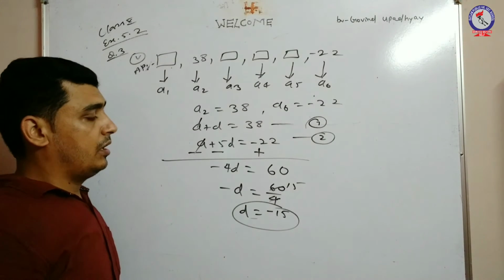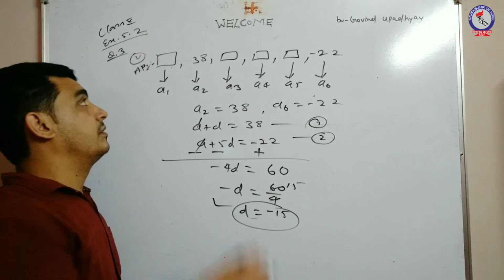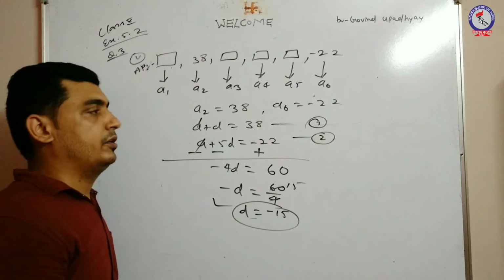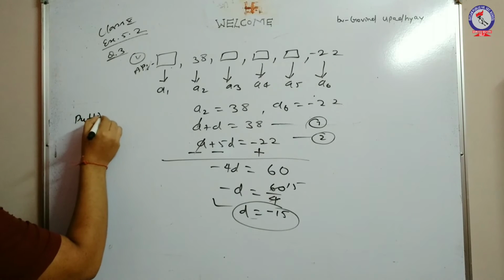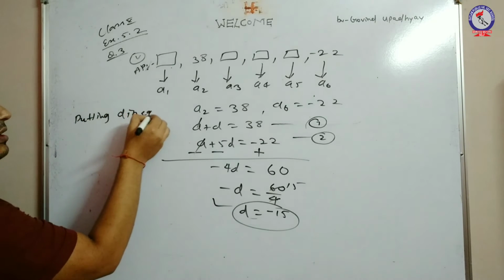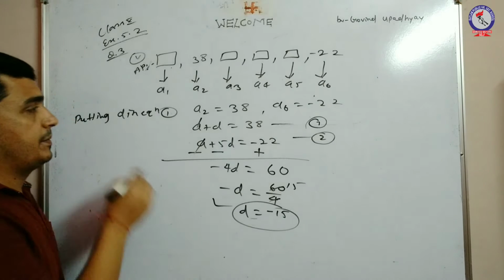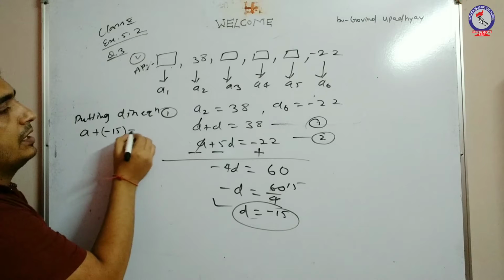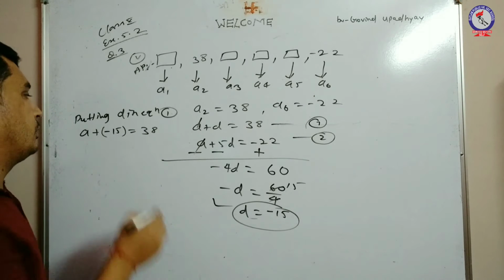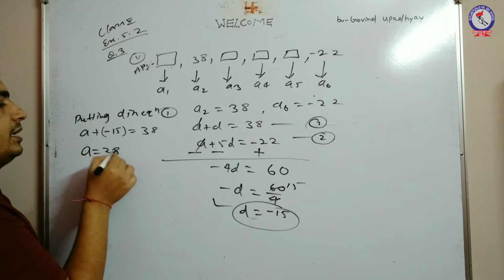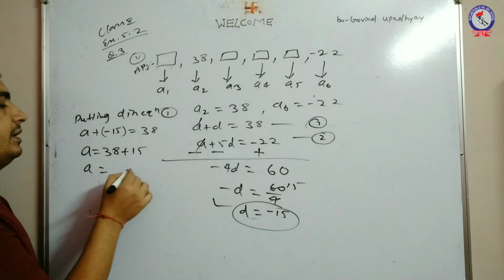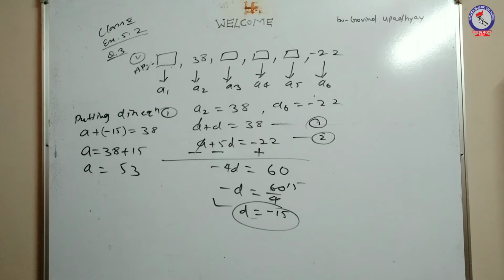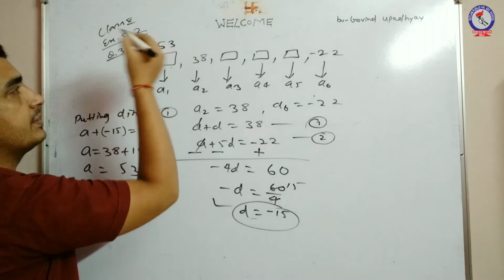Now D is minus 15. What is A? Again, putting the value of D in equation number 1, we will get A plus minus 15 is equal to 38. So A is equal to 38 plus 15. So A will be 53. So this term is 53.